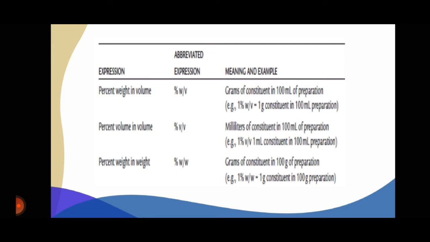Percent weight in volume for solutions of gases in liquids, percent volume in volume for solutions of liquids in liquids, and weight in weight for mixtures of solids and semi-solids.